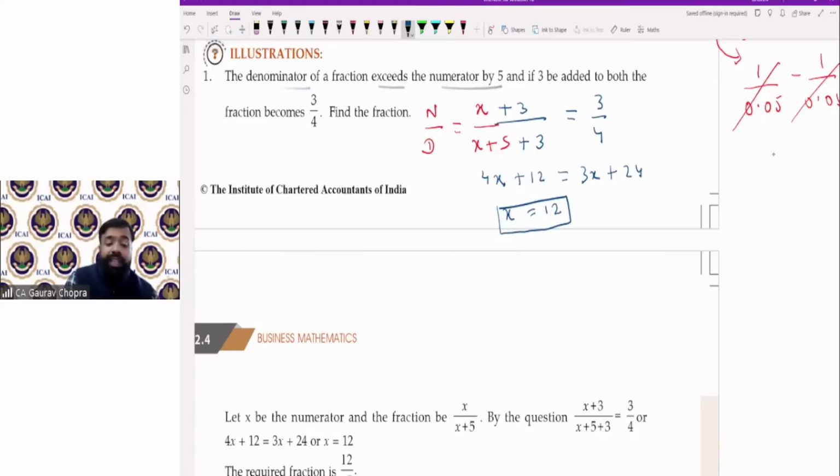Now, what is the requirement of question? Question says find the fraction. So numerator was x, that is 12, and denominator is 12 plus 5, that is 17. Therefore, 12 by 17 is our result. This is the complete fraction. Okay. So let me explain once again in Hindi also.